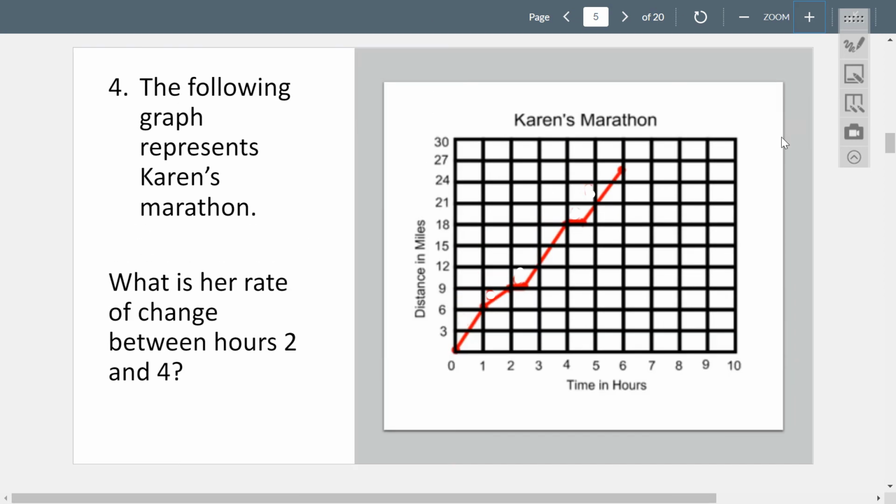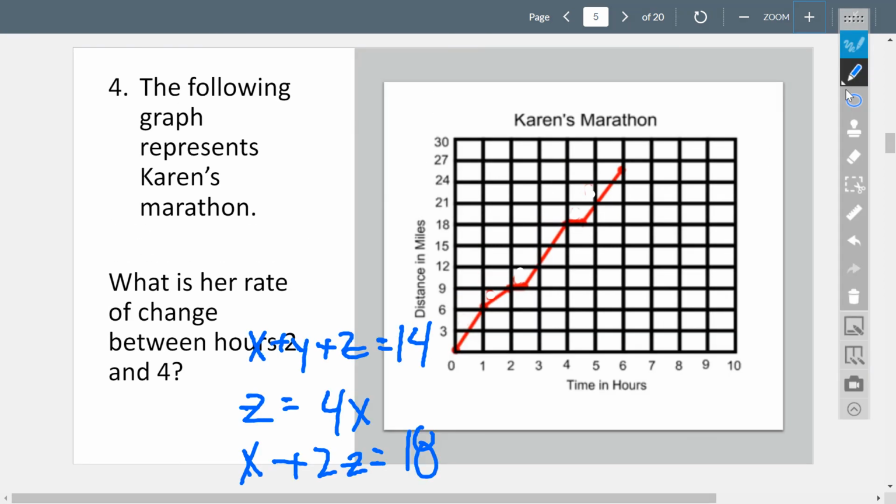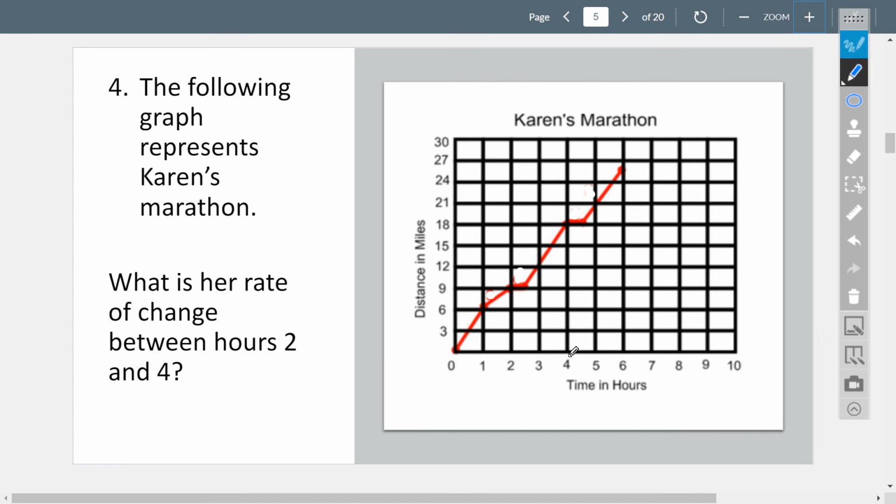Rate of change for Karen's marathon here. What is the rate of change between hours 2 and 4? So if we look at hour 2, she's right here at 9 miles. And if we look at hour 4, she's here at 18 miles. Okay, so the rate of change is going to be the slope between those two points. So it's going to be up 9, from 9 to 18 is up 9, and over 2. So the slope, rise over run, is 9 over 2. And that's our rate of change between hours 2 and 4.